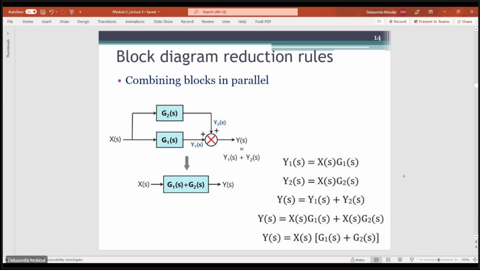You can see the derivation of why you can do this. The value of Y(S) will be equal to Y1(S) plus Y2(S), where Y1 is equal to X into G1 and Y2 is X into G2. So if you write Y(S) equals Y1 plus Y2, this will give you X into G1 plus X into G2, which will be equal to (G1 plus G2) into X(S). So you can represent this whole block as an addition of G1 and G2.